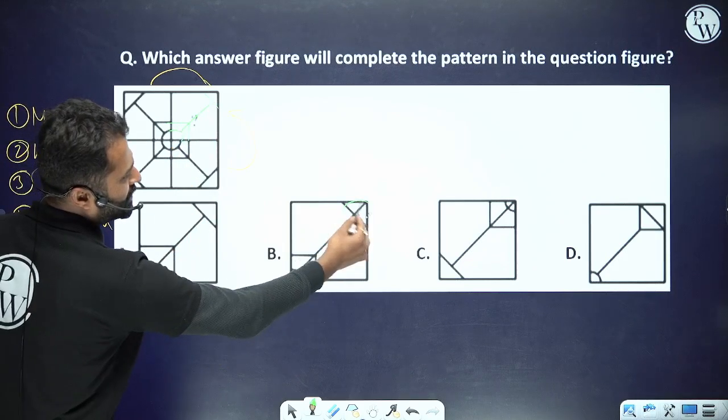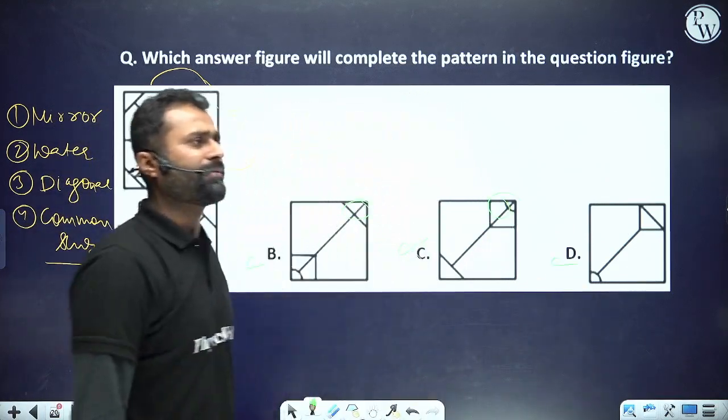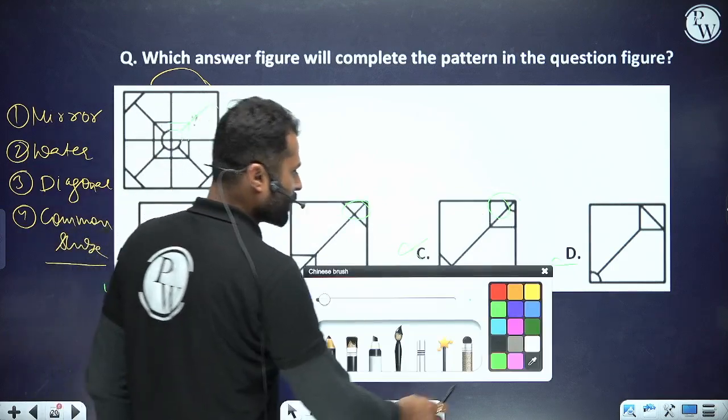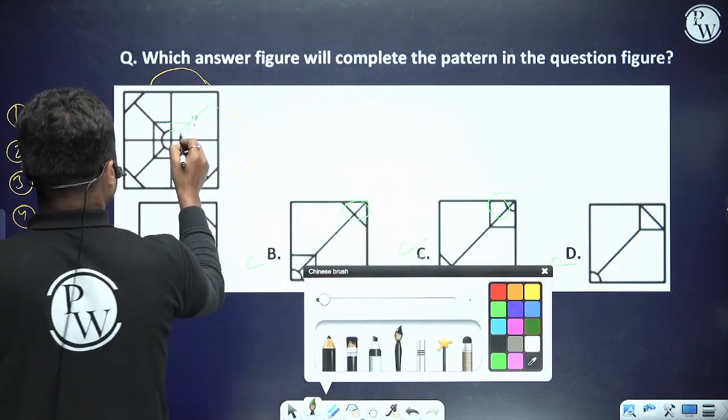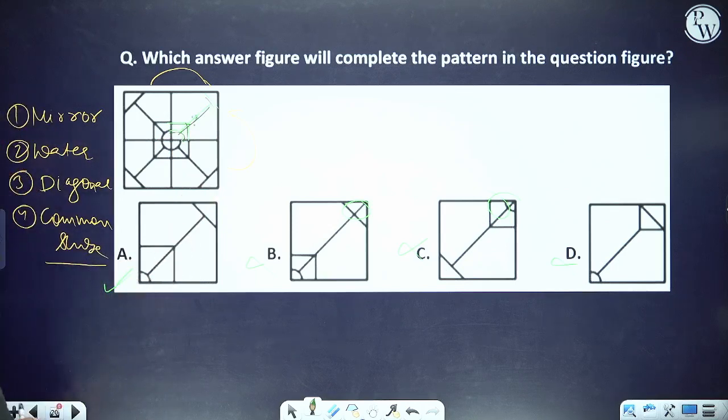Rest, like look at this. In every other part you'll find something inappropriate. So the best answer for this question is going to be A only. Okay, let's talk about the next question.